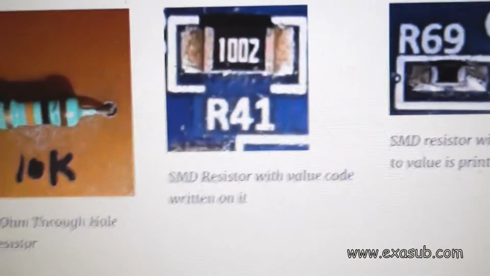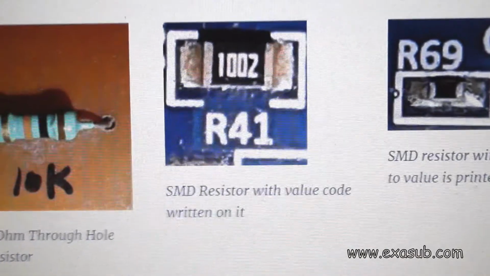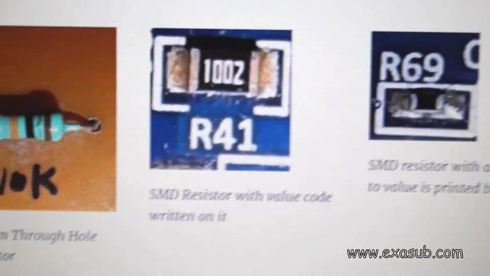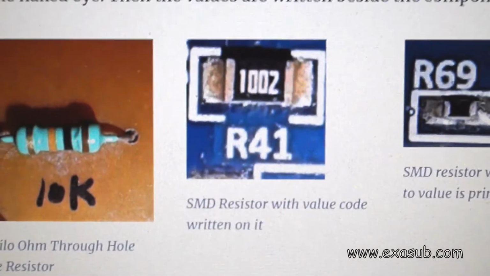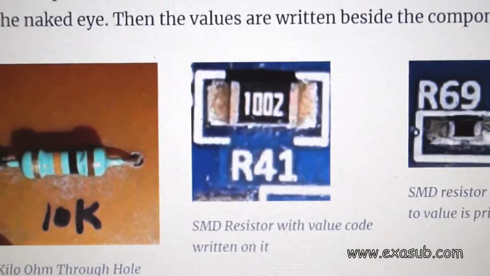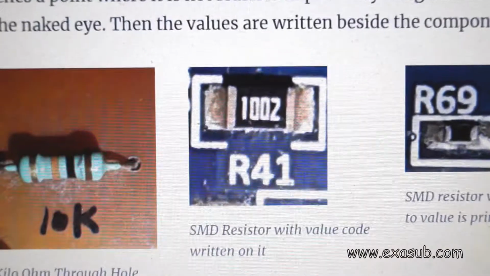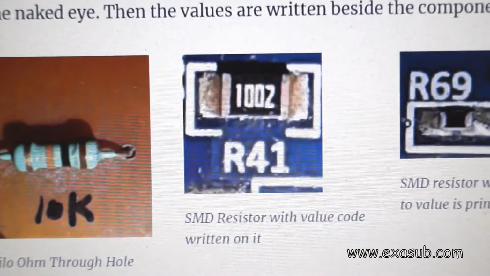Here you have another example. It is an SMD resistor. It is very small, but they have somehow printed a code saying 1002, which means it is a 10 kilo ohm resistor.